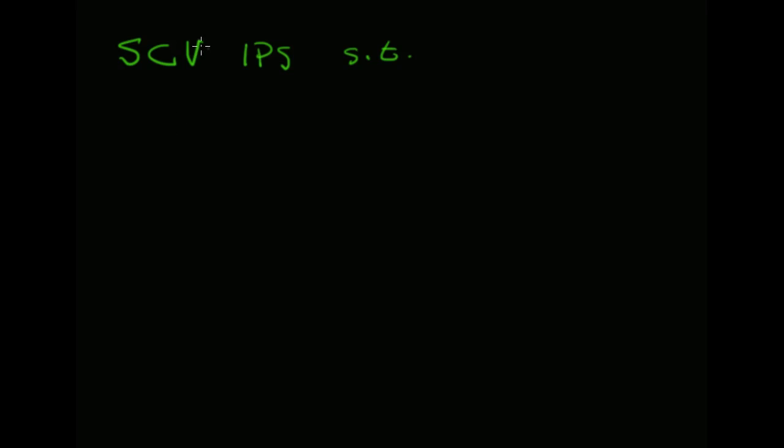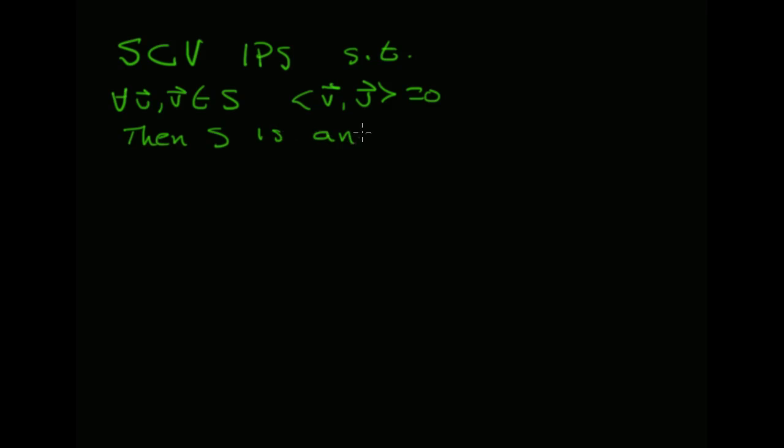And that's going to be such that for every u and v in S, I want the inner product of u and v to be 0. If this is the case, then S is an orthogonal set. So if all the vectors in the set are orthogonal to each other, then we call it an orthogonal set.